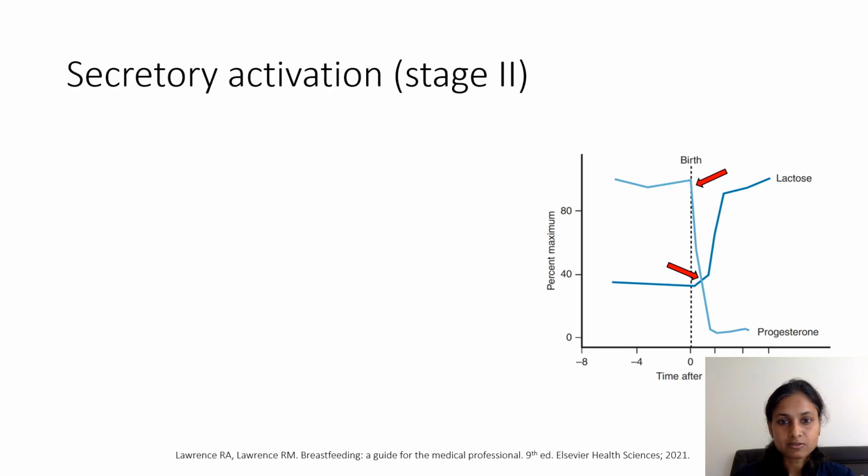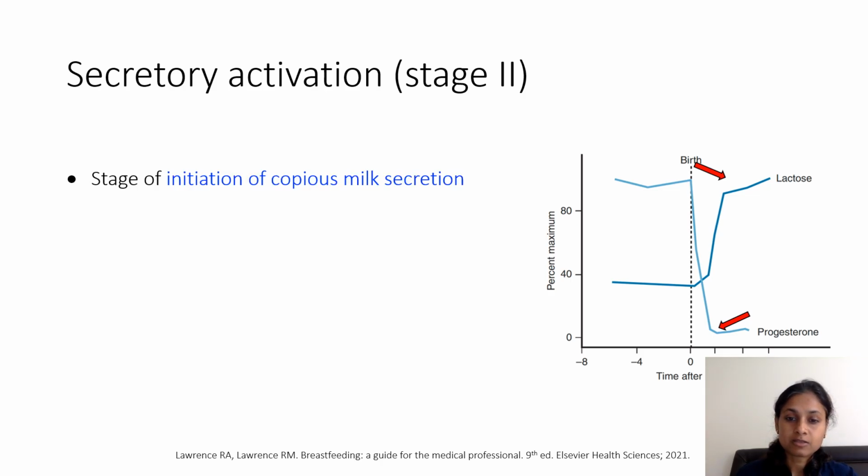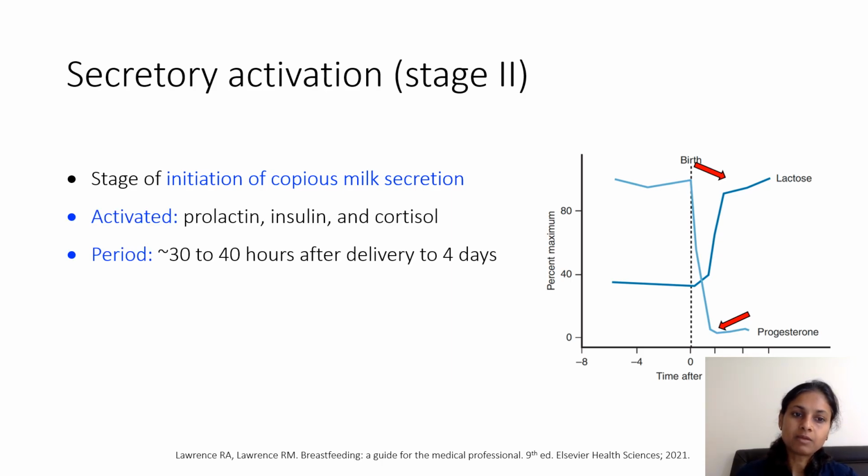This stage is triggered at birth with the withdrawal of progesterone. You see the progesterone levels dropping and the delivery of the placenta with subsequent rise in lactose in the breast milk. And this is the stage of initiation of copious milk secretion activated by the hormones prolactin, insulin, and cortisol. The period is anywhere between 30 to 40 hours after delivery to 4 days.